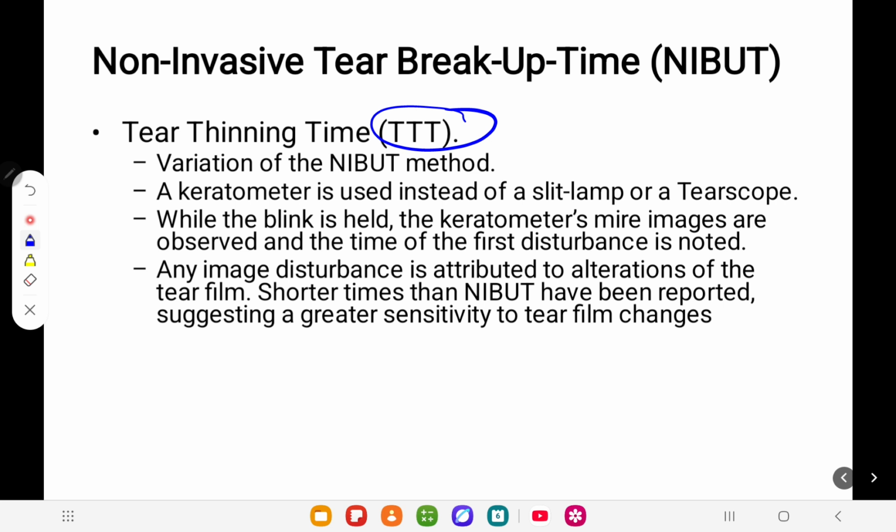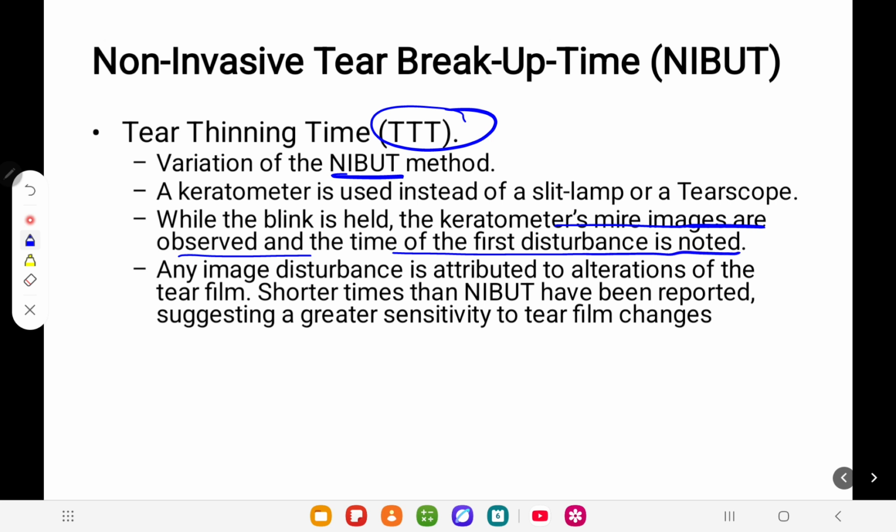So one fascinating term that many students don't know about is TTT, tear thinning time. What is tear thinning time? It's basically a variant of NIBUT, non-invasive tear breakup time. It's done by keratometry. Keratometry is used instead of the slit lamp or tearoscope, while the blink is held, because whenever we want to know the breakup time, we definitely hold the blink. Keratometric mire images are observed and the time of the first disturbance is noted.